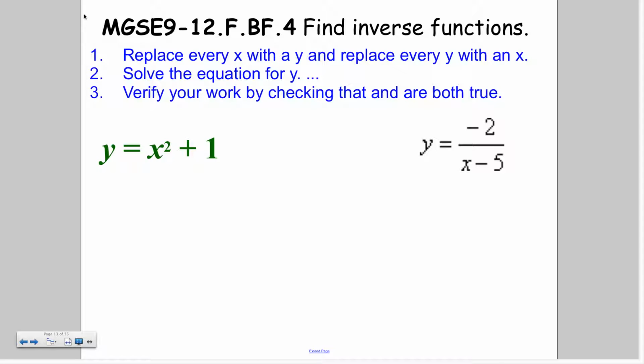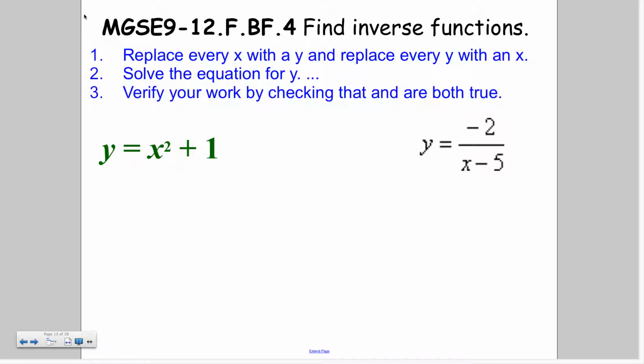All right, so this is going to be lesson 2 of unit 6. We are going to find the inverse of a function, and there are 3 easy steps. Number 1, we replace every x with a y and every y with an x, so we're just flip-flopping the x and the y. Then step 2, we solve for y. We move everything around to get y by itself.